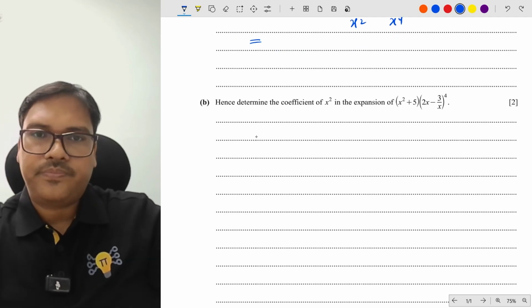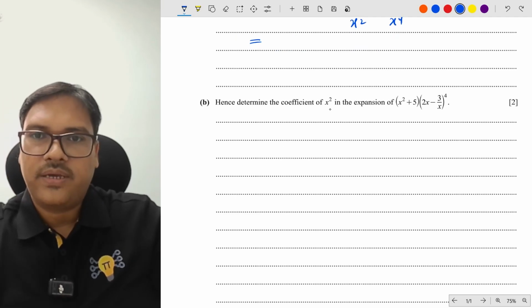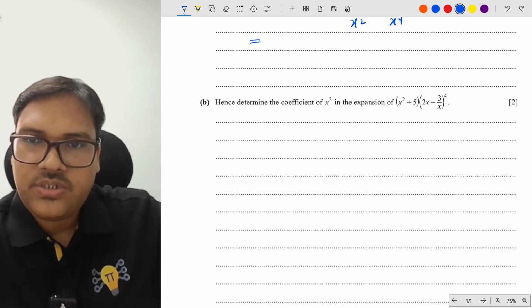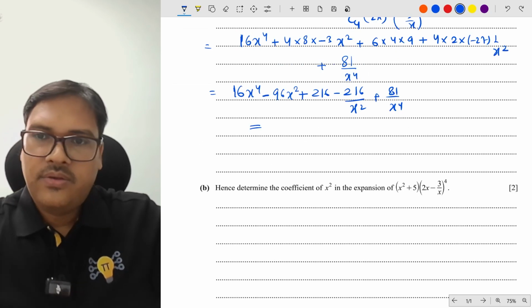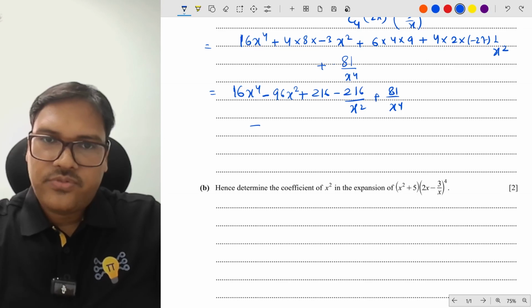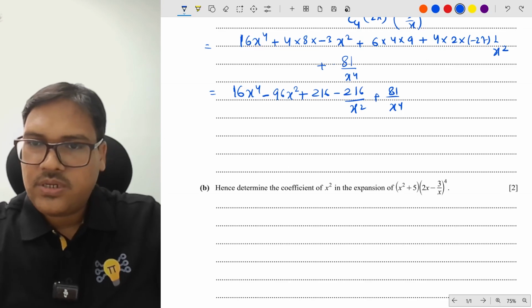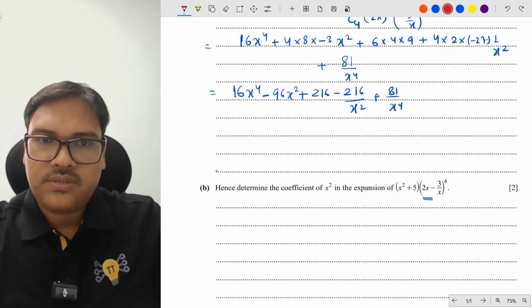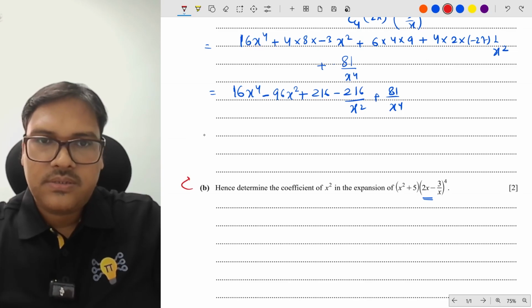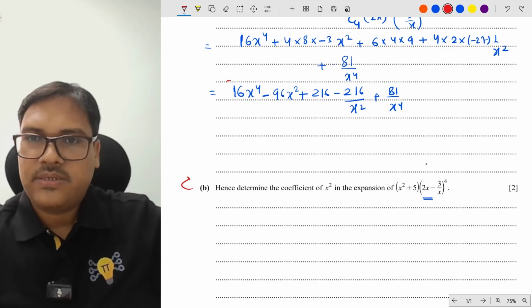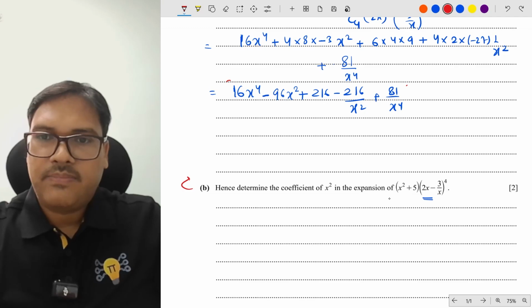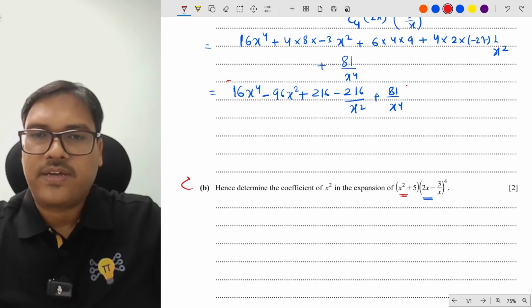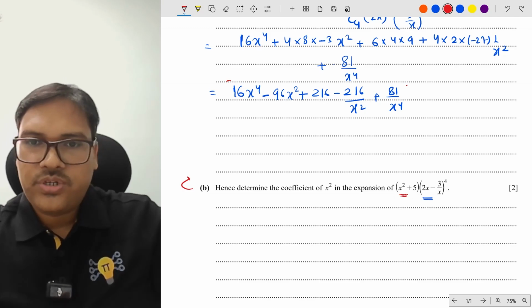Now the question is, hence determine the coefficient of x square in the expansion of this. So see, we have already written in the first part the expansion of this. So what I can do is I can just use the same thing. This expression we know, right? This is the expansion. And this expression you have to multiply with x square plus 5. So what is the coefficient of x square?